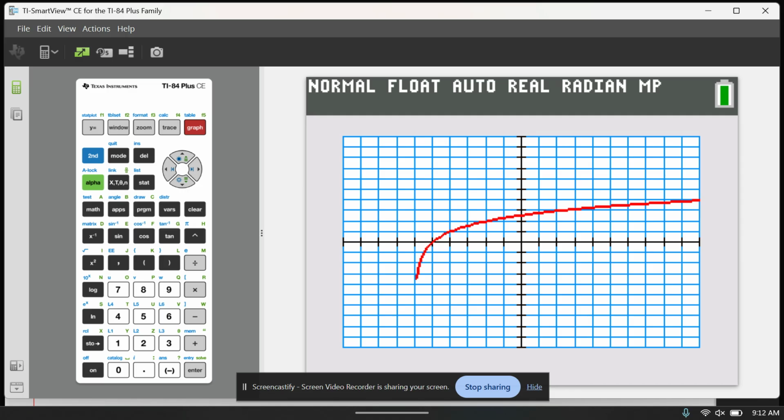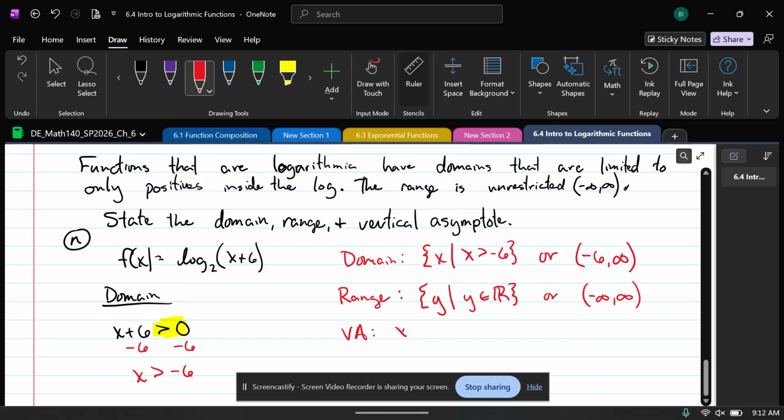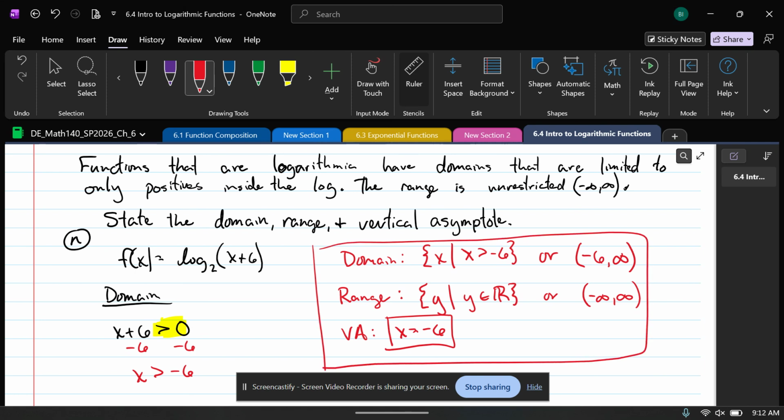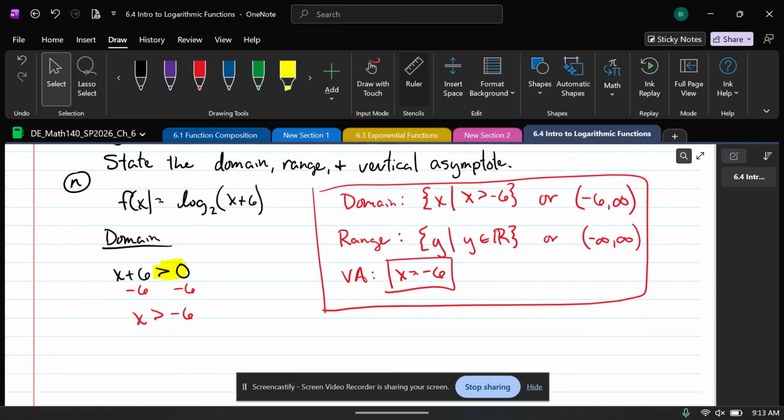So where's that number at right there? 1, 2, 3, 4, 5. There's -6. That's where it's flattening out at. It's going to match up with the number that's in your domain, always. It always matches up with that number that's in the domain. So my vertical asymptote is x equals -6. And there we found all three of those things for that problem. So the graph can help. That's definitely a good thing. Let's do another one.